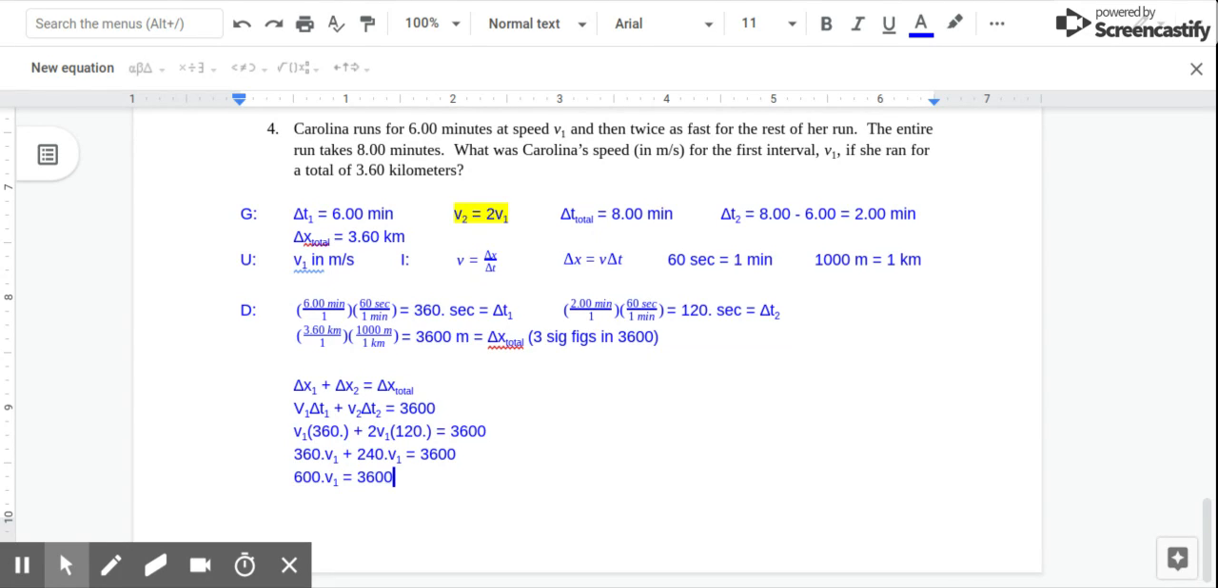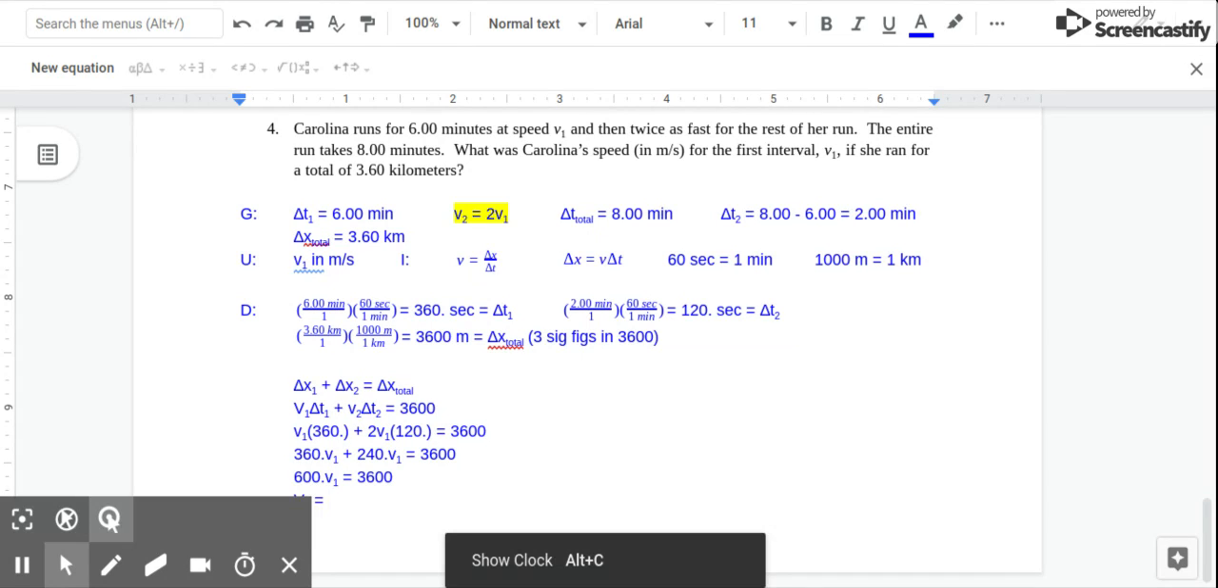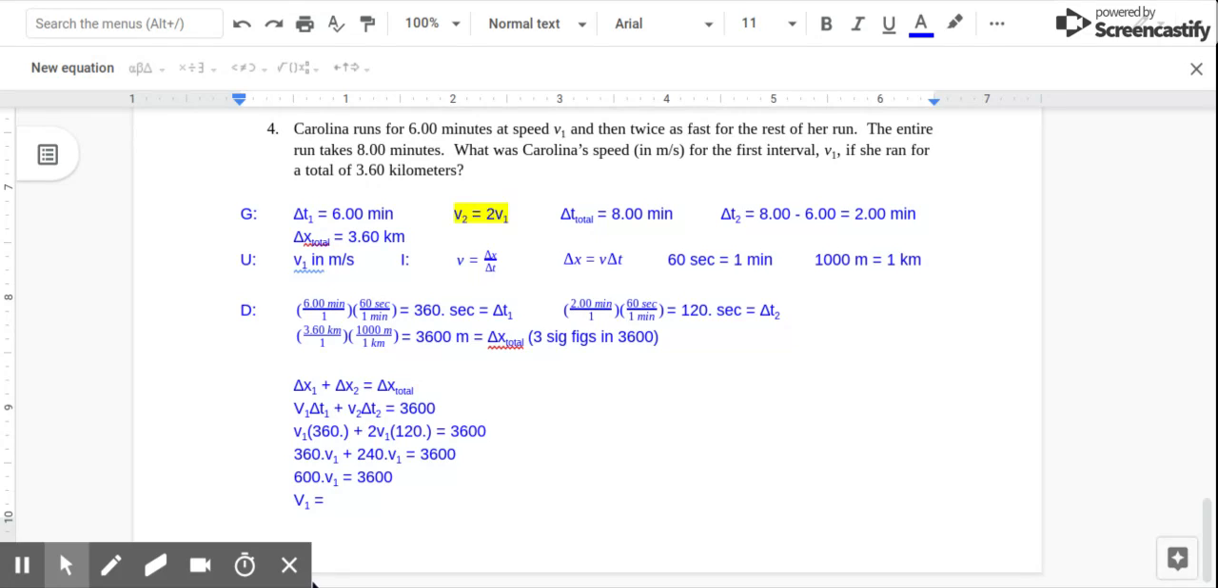Remember up above when we wrote 3 sig figs in 3,600? So the last thing we're going to do is divide by 600. The 3,600 has 3 sig figs in it. This 600 has 3 sig figs in it. So our answer should have 3 sig figs. V1 equals 3,600 divided by 600. It's 6, and to make 6 into 3 sig figs, 6.00 meters per second. And we are done with that.